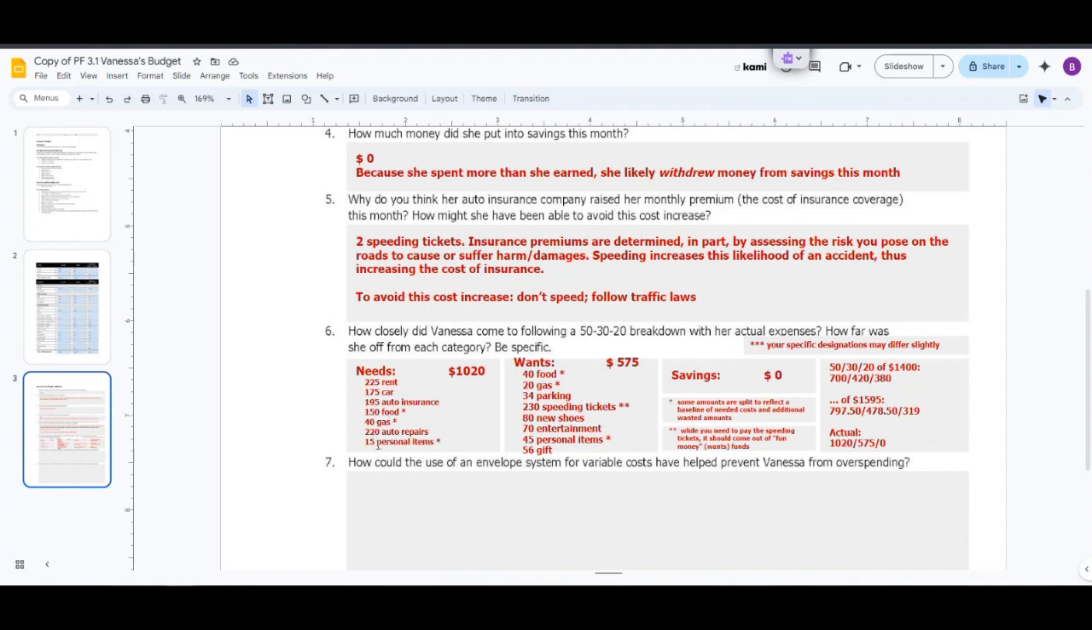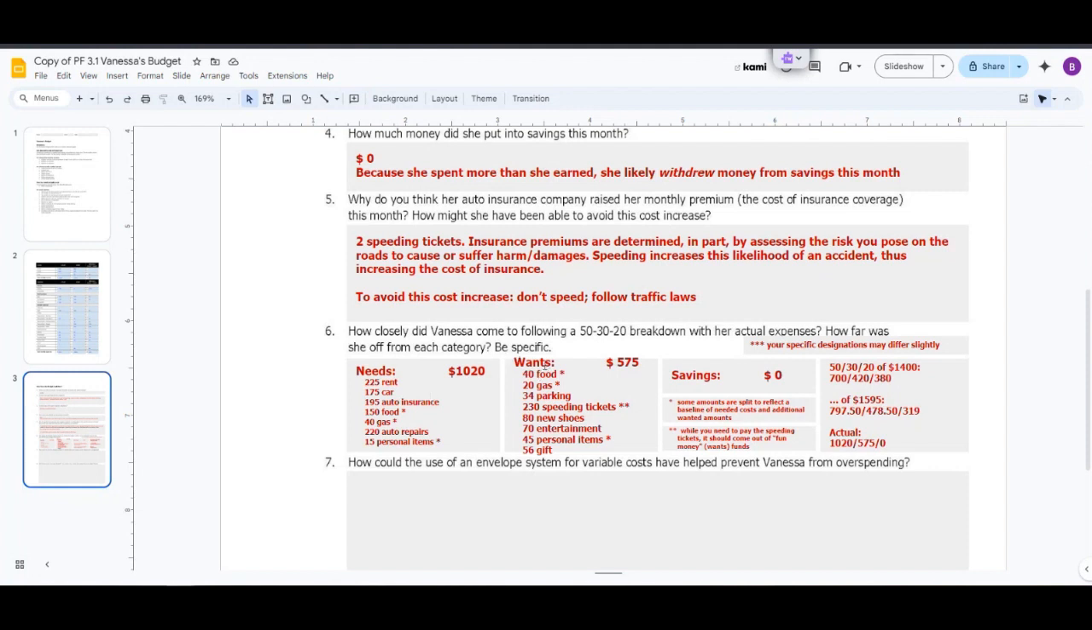Food, personal items could be a need, right? If it's things like soap, shampoo, toilet paper, right? We need those things just to maintain our health. Okay. I also put auto repairs in the needs just because, again, if she needs that transportation, she's going to need whatever repairs are necessary to keep that car functioning. Okay. I did split some of this though. She had budgeted 150 for food and she spent 190. So I put the other $40 that she went over into wants, right?